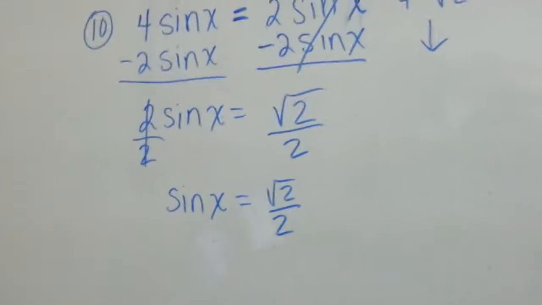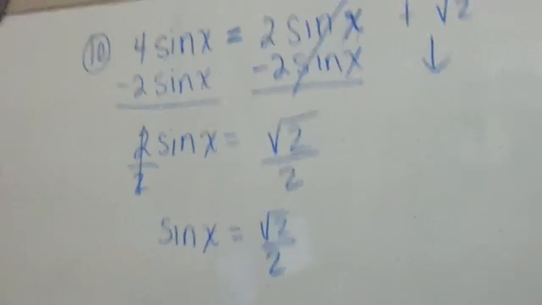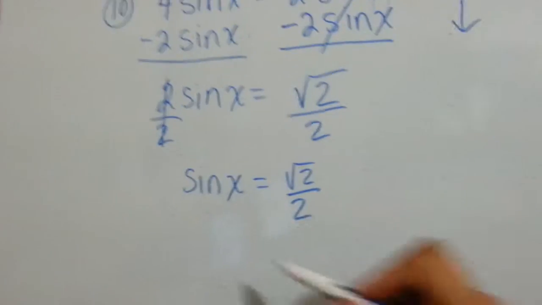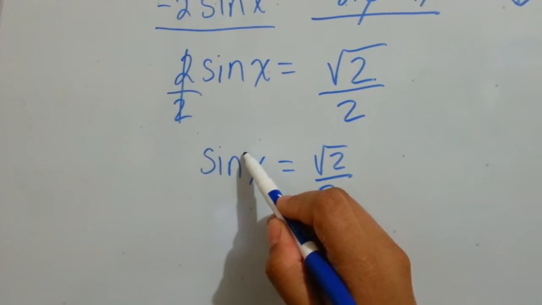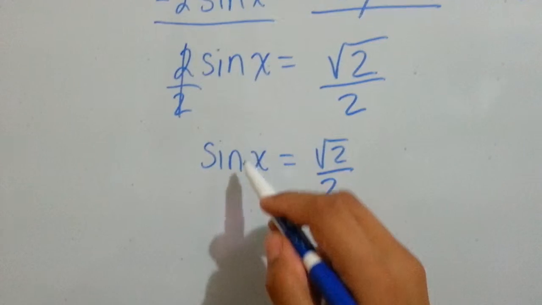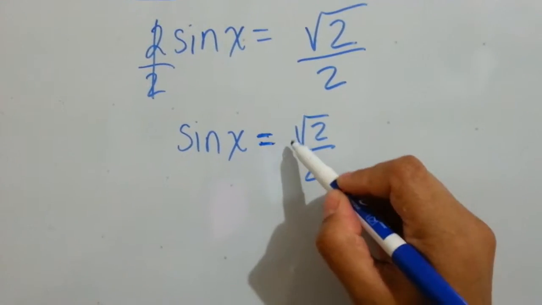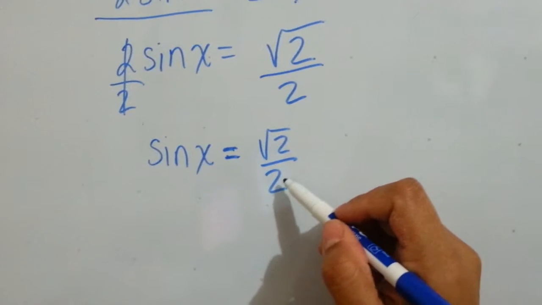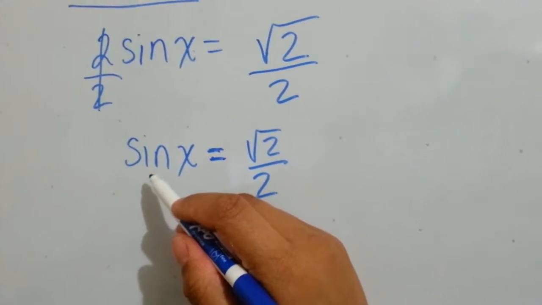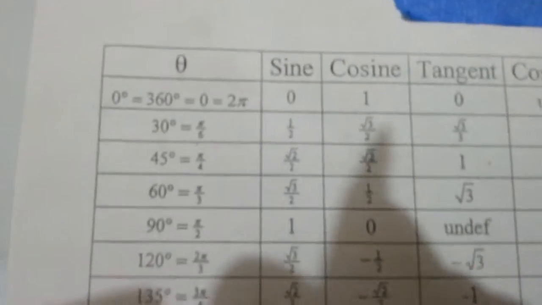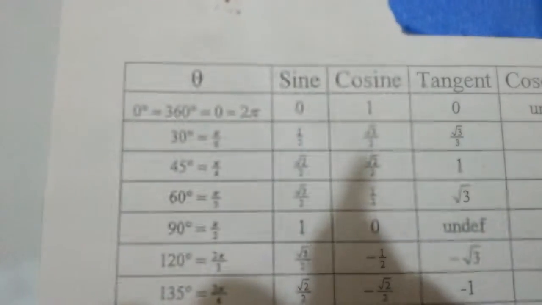And I think some of you guys misunderstood. The only time you would take plus or minus is if we had actually taken the square root, like if the sine had been squared. But the sine's not squared, so this says that it's equal only to the positive square root of 2 over 2. So what we do is we go to the table.